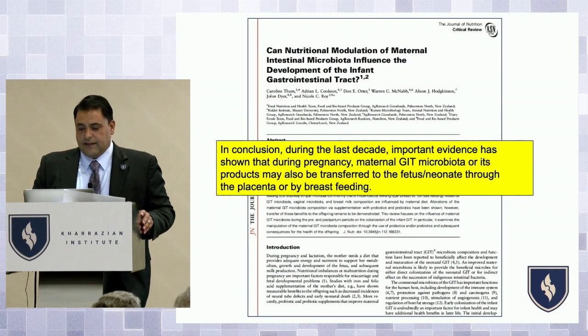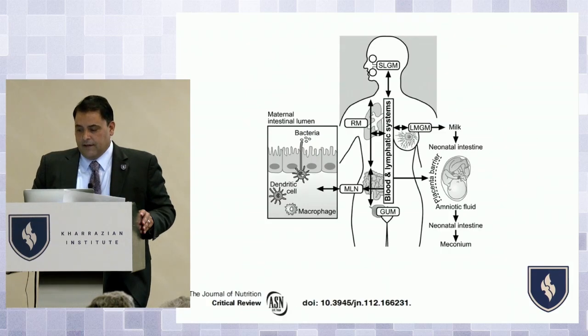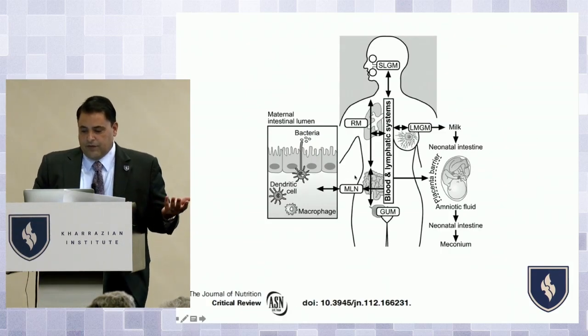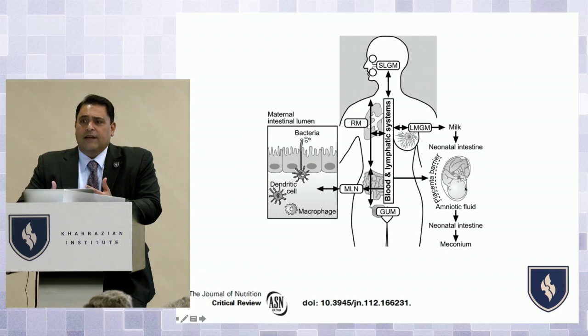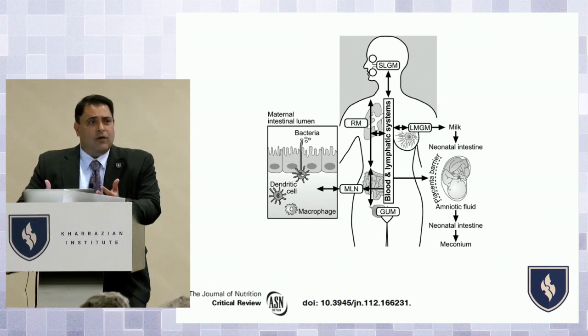In conclusion, during the last decade, important evidence has shown that during pregnancy, maternal gastrointestinal tract microbiota or its products may also be transferred to the fetus or neonate through the placenta or by breastfeeding. So here's the gut. What they show is that the gut bacteria totally impacts the fetus's bacteria. So when you're looking at the explosion of autism, kids with developmental disorders, and you think, oh, I'm pregnant, I can eat whatever I want, not a good idea. If there's any time to have the richest microbiome, it's really during prenatal.